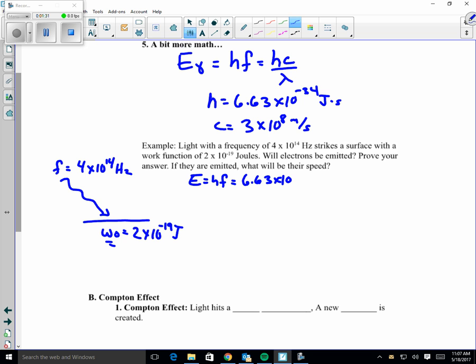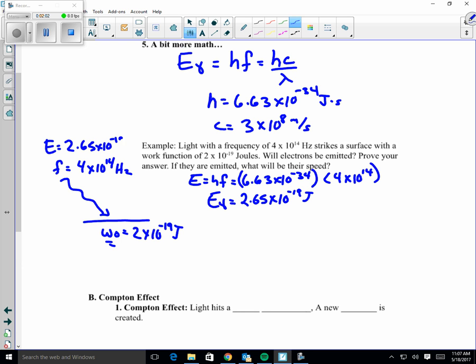6.63 times 10 to the minus 34th is h, and f is given as 4 times 10 to the 14th. I multiply those together, and I get the energy of the photon to be 2.65 times 10 to the minus 19th joules. I might even draw that on here. E is 2.65 times 10 to the minus 19th joules.